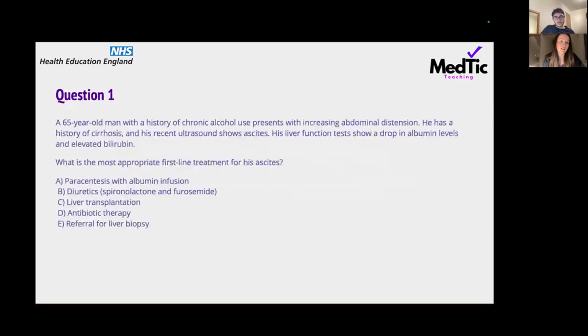All right. So, our first question, a 65-year-old man with a history of chronic alcohol use presents with increasing abdominal distension. He has a history of cirrhosis and his recent ultrasound shows ascites. His liver function tests show a drop in albumin levels and elevated bilirubin. Which of the following is the most appropriate first-line treatment for his ascites? I'll just give you a few seconds to come up with an answer.